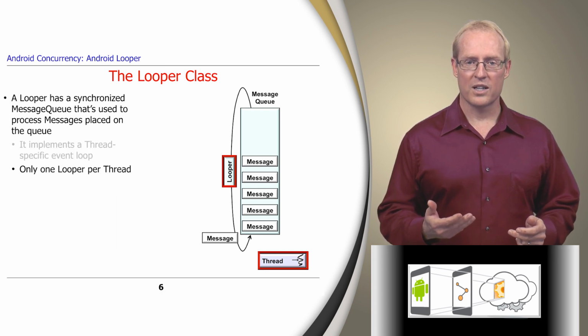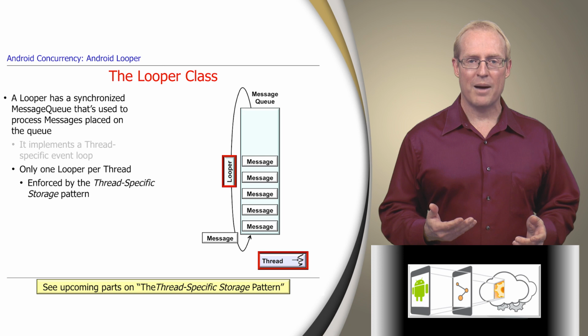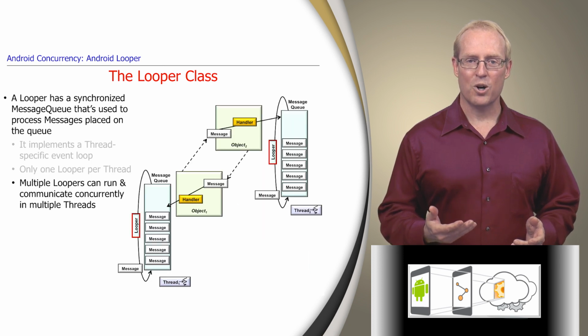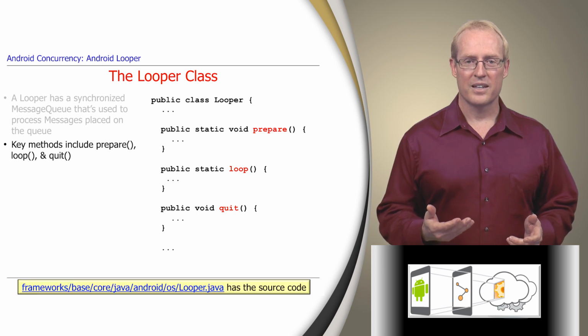Only one looper is allowed per thread. This constraint is enforced by the thread-specific storage pattern, as described in an upcoming video. Multiple loopers can run concurrently in multiple threads and communicate by passing messages. The key methods defined by the looper class are prepare, loop, and quit, as shown at this path name.